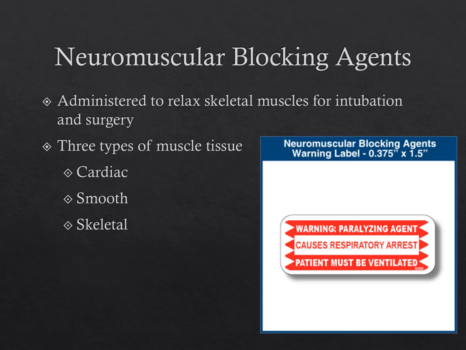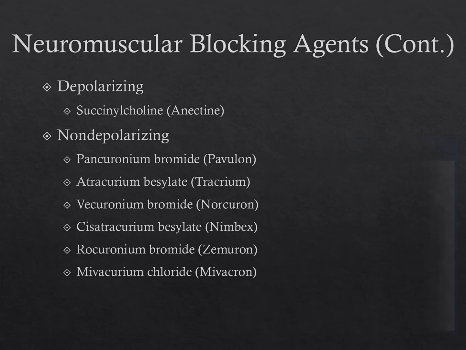So we're going to give these neuromuscular blocking agents for intubation. We have to relax them to get that endotracheal tube in. And then also to do the surgery itself, we want to relax them. Anytime we do have a neuromuscular blocking agent, you'll see a warning label that's shown in this picture on it, because it will cause their respirations to cease, so they're going to have to be ventilated somehow.